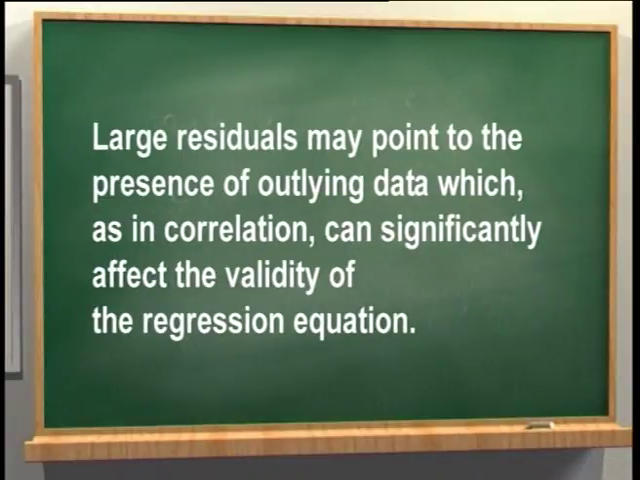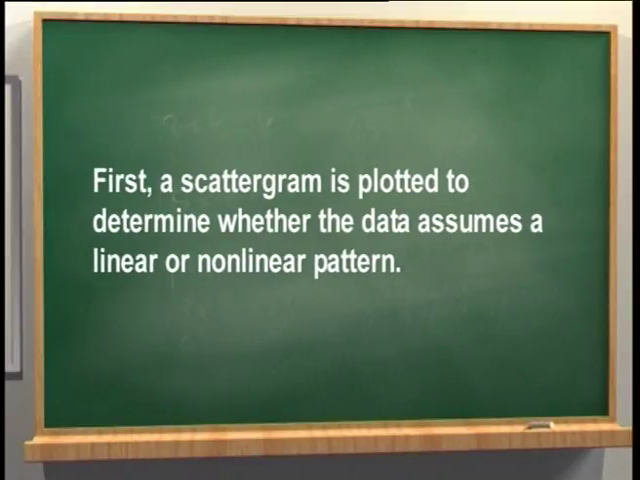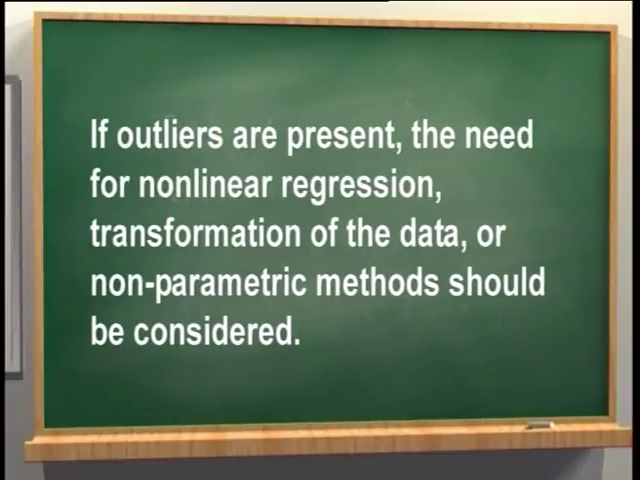Large residuals may point to the presence of outlying data, which, as in correlation, can significantly affect the validity of the regression equation. The steps in calculating a regression equation are similar to those for calculating a correlation coefficient. First, a scattergram is plotted to determine whether the data assumes a linear or nonlinear pattern. If outliers are present, the need for nonlinear regression, transformation of the data, or non-parametric methods should be considered.